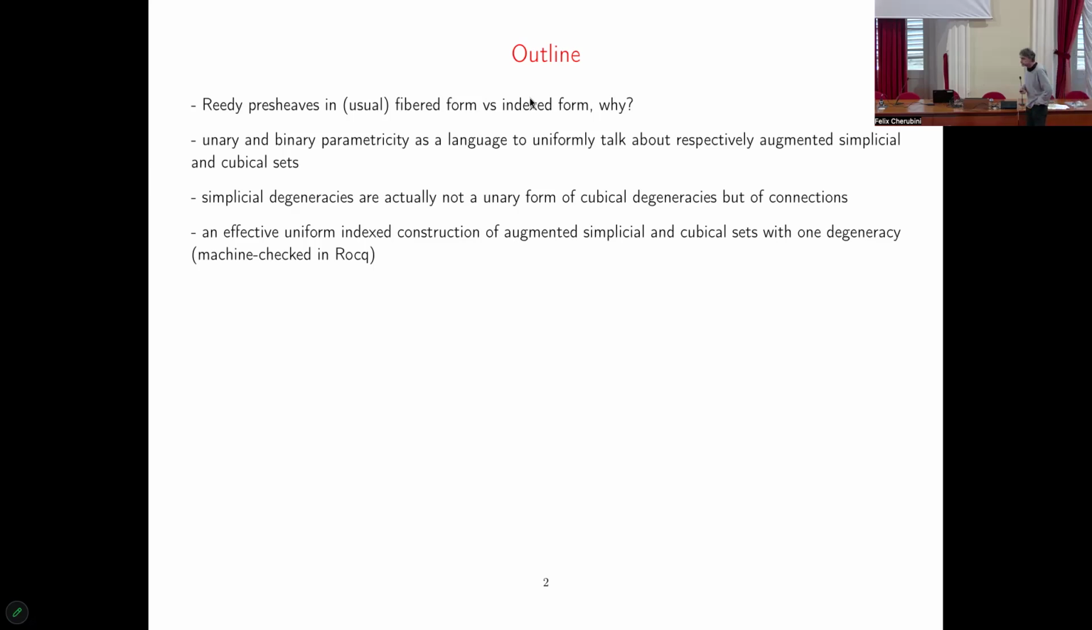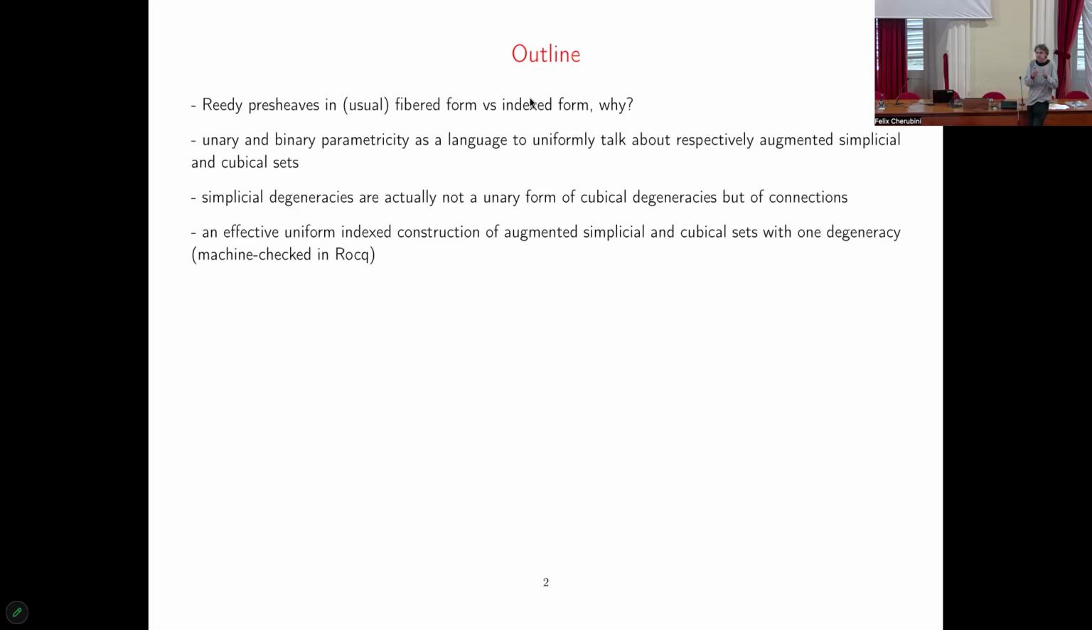The second point of the talk is an observation made at some times by several people, apparently; I don't know how much it is now folklore. When you look at simplicial sets and cubical sets from the parametricity point of view, you observe that they are the same. It's just a question of arity, of whether you take predicates or relations or families or correspondences. In the unary case, you obtain augmented semi-simplicial sets. In the binary case, you obtain cubical sets.